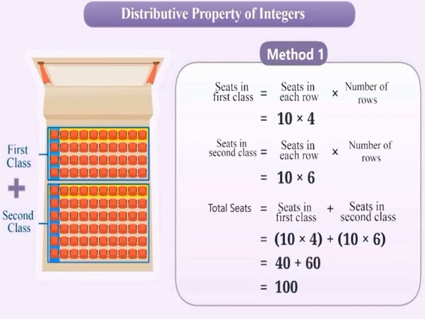Then we calculate seats in second class. Now we will write seats in each row into number of rows. So how many seats are there in each row? 10, into how many rows are there in second class? 6. Then we will write seats in second class equal to 10 into 6.